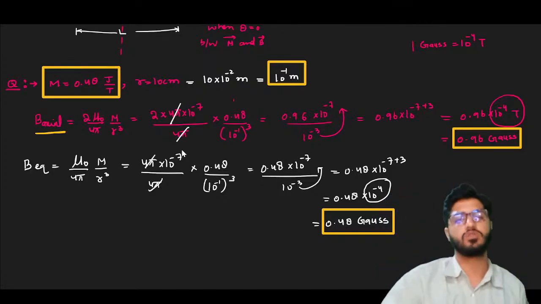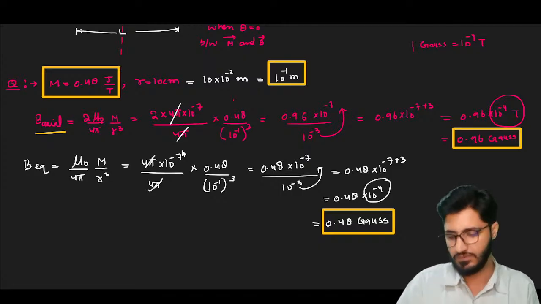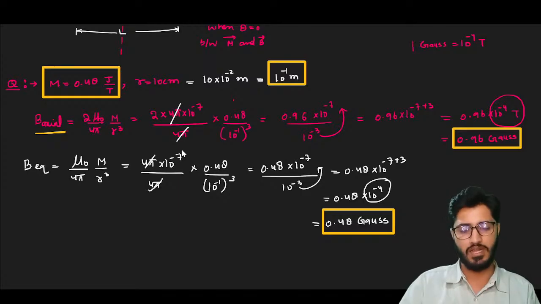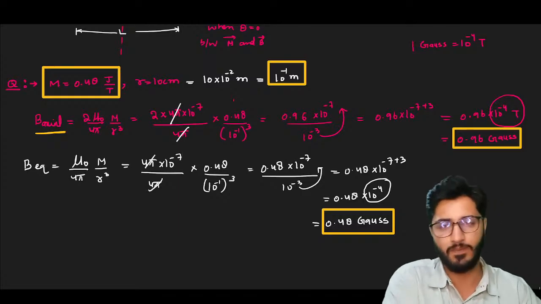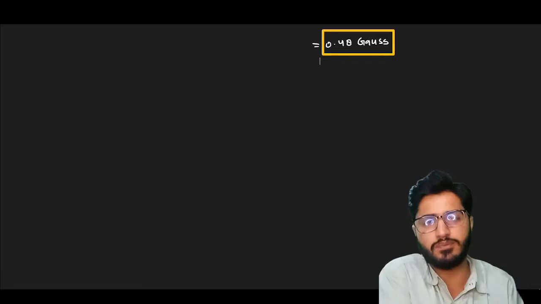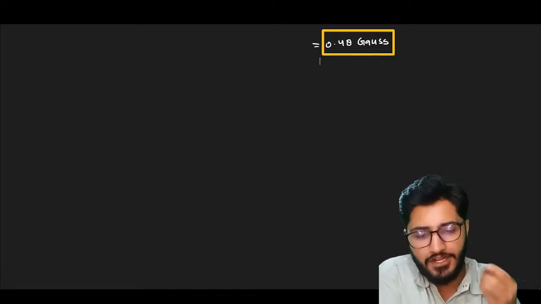Okay, let us do a numerical, a unique one. How unique? Let's suppose we have a magnetic moment now.